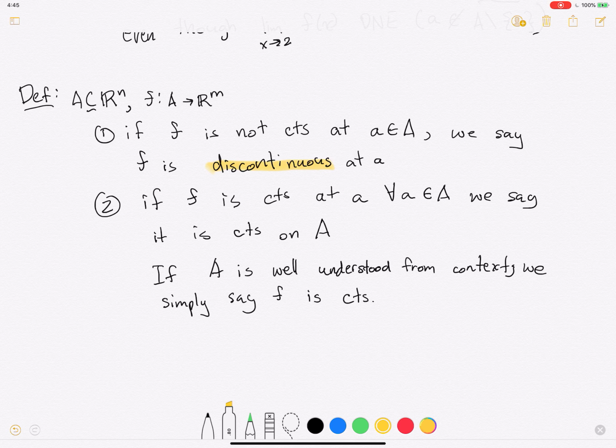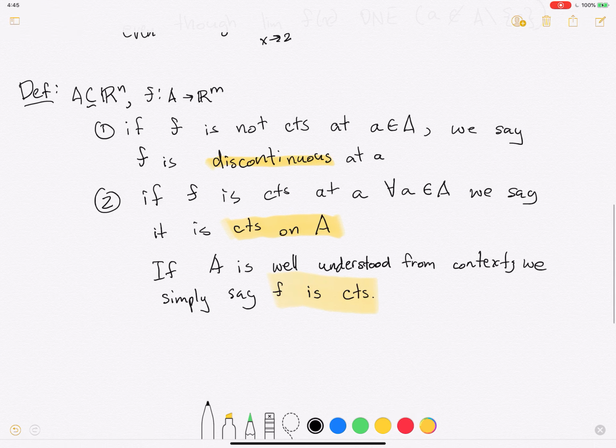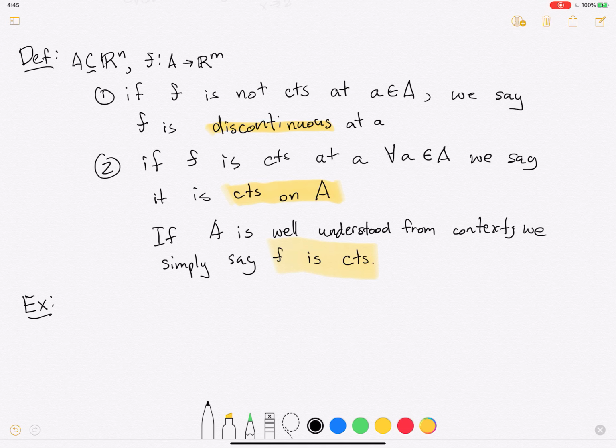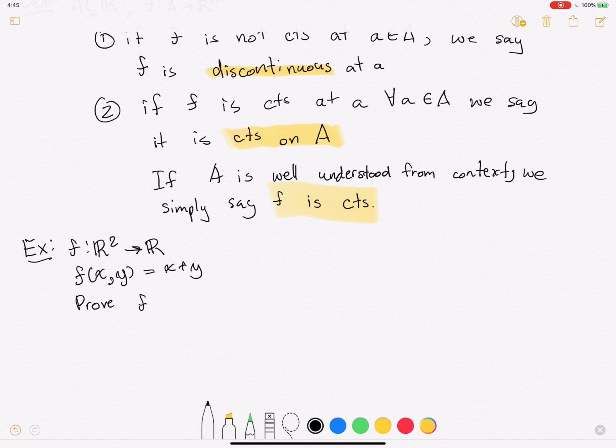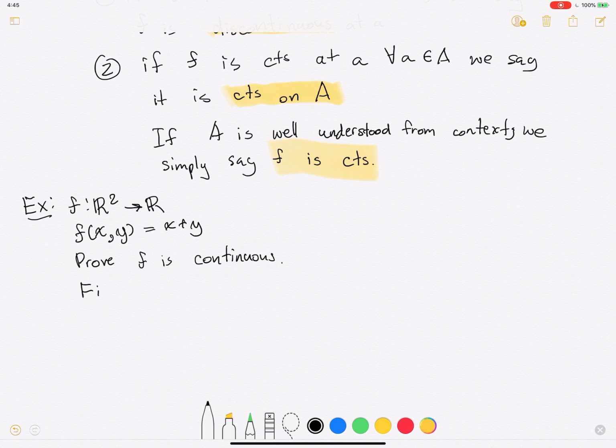So continuous at a, whoops, that's not the definition. Continuous on A is the definition, a function being continuous as a whole. For example, if we have a function from R^2 to a real number, such as f(x,y) equals x plus y, and we want to prove f is continuous, and that just means continuous on A. Excuse me. And we fix (a,b). I'll just make it clear what we're doing. That's what we're to do.